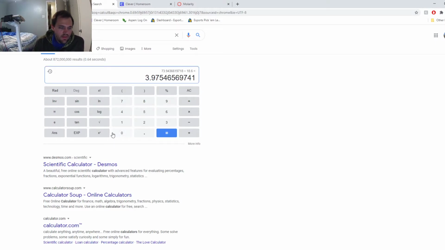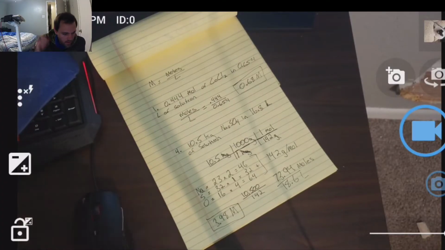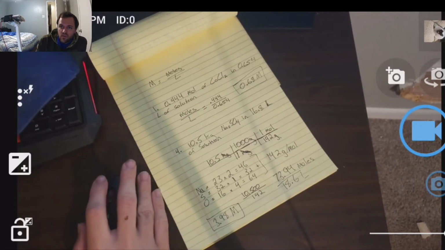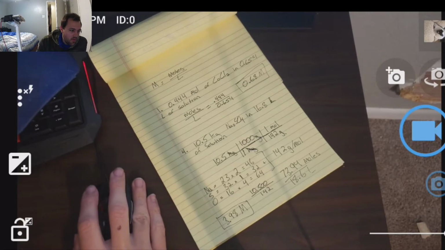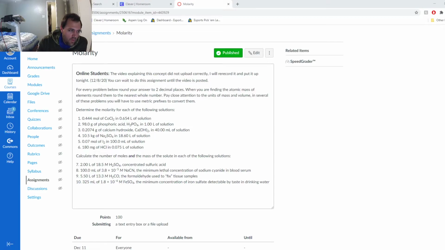0.975 is going to round to 3.98 molar solution. Alright, so that's how you're doing all of those ones in the first chunk, these first 6, where it's giving you mass or moles and volume, and it wants to know what the molarity is.